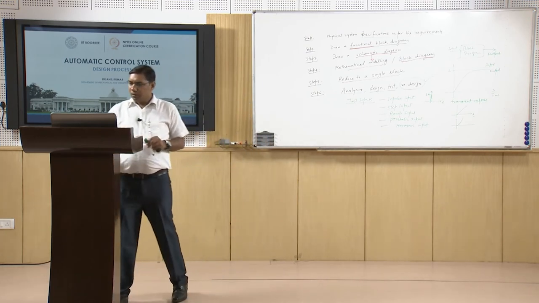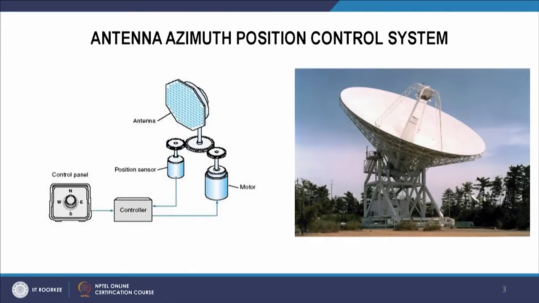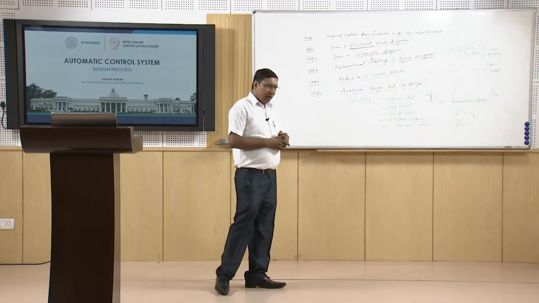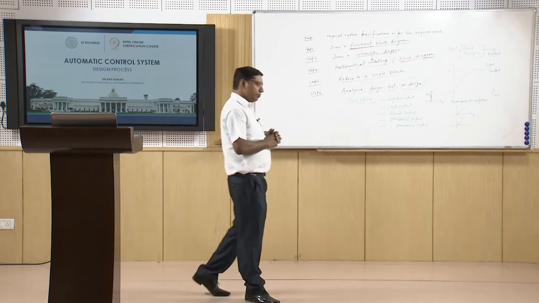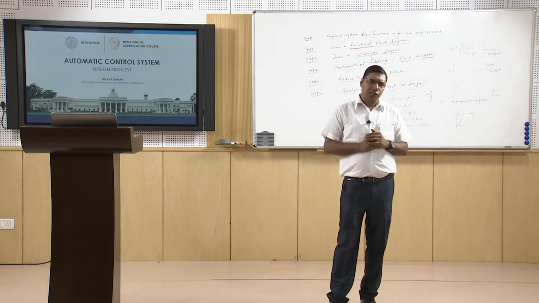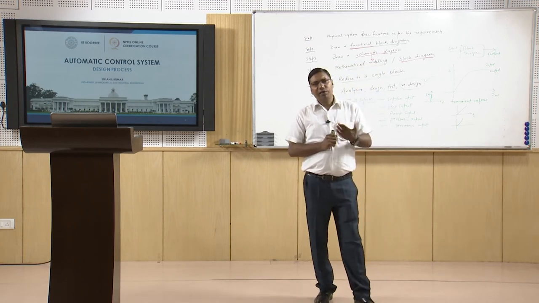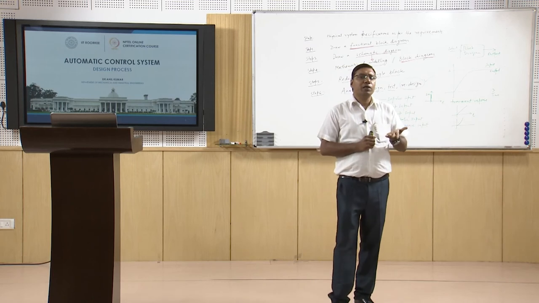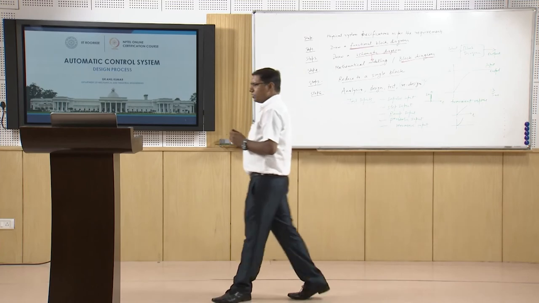So here let's take an example of antenna azimuth position control system. So this is a radio telescope antenna, and this is a physical system. We have certain requirement of the performance specifications of this system. Suppose this is a system we want to see the effect of a particular system parameter on the performance of the system. So we have a physical system.